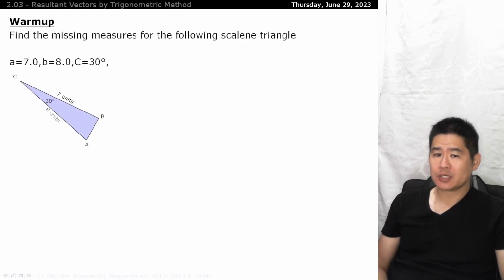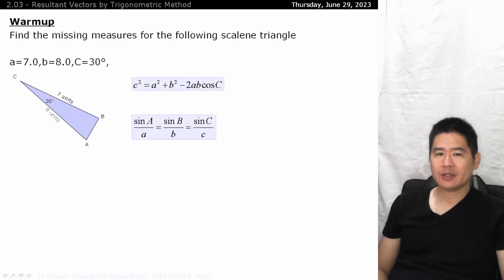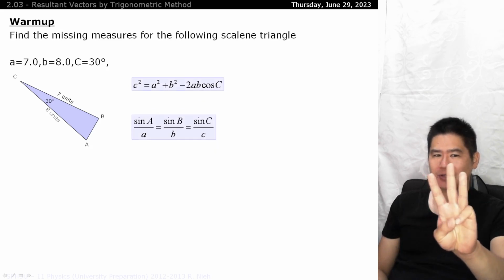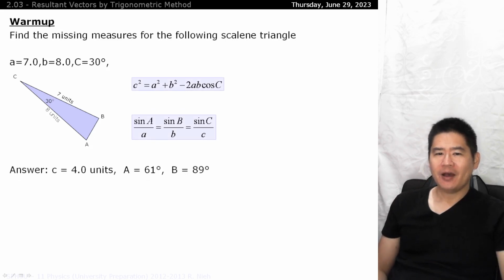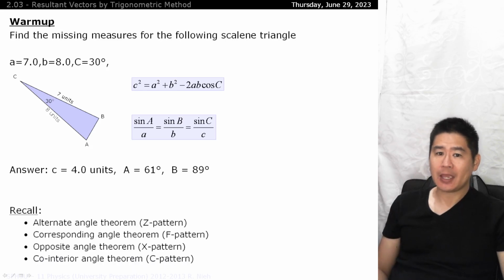Knowing that you need to know those skill sets, here's a practice question that you can work with. Here are a few hints for you, and I'll give away the answers now. There you go. Also, just for your reference only, in case you want to jot it down, here are the corresponding angle theorems that you've learned back in grade 9 math.